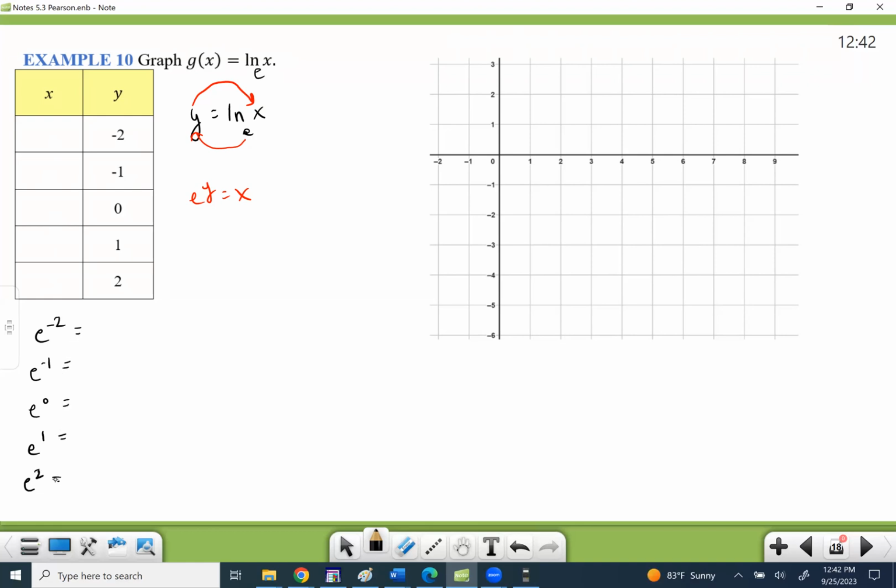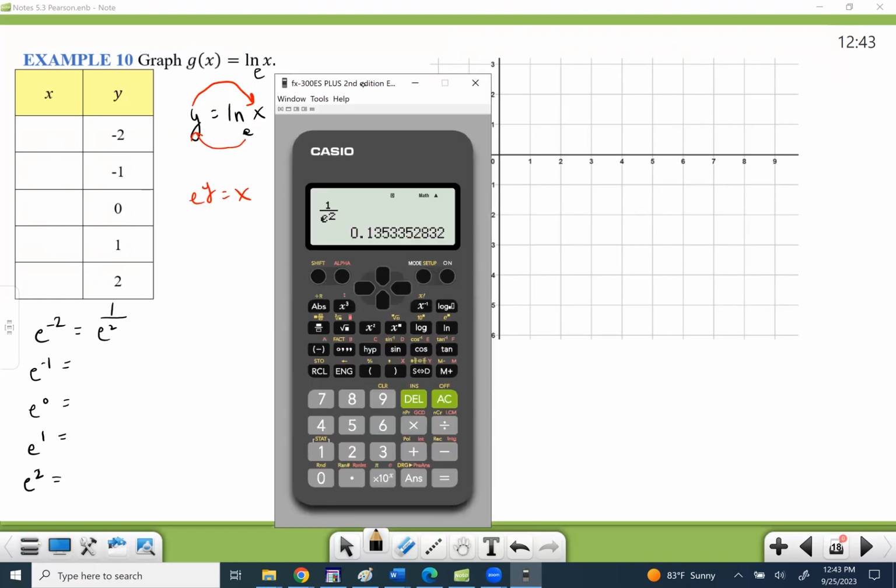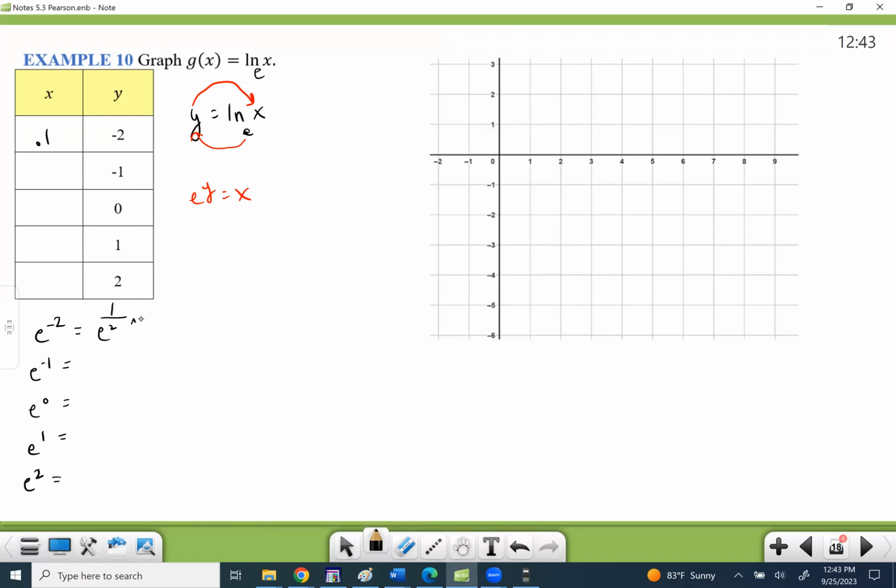We're going to need our calculator for these, you guys. I mean, I know this is 1 over e squared, but what the heck is that? Let's go find out. Okay, so e and natural logs are buddies. Even on the calculator, they're buddies. 0.135. So let's just say 0.1, because that's all that we're going to be able to see on the graph. All right, now let's do e to the negative first. So that's 1 over e to the positive first. Let's go see what that looks like.